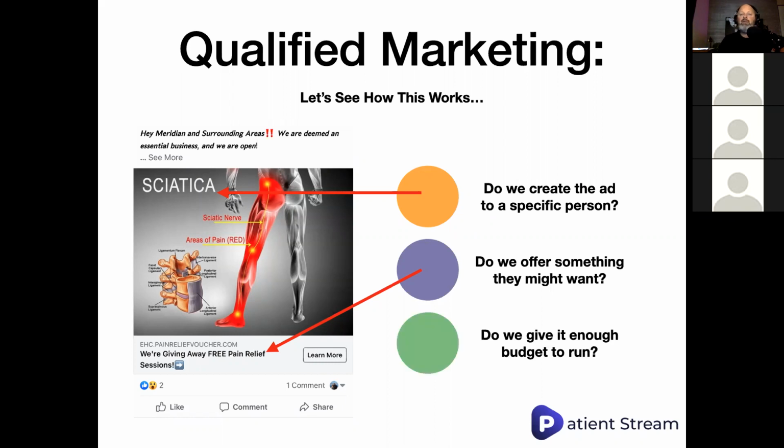And then do we give it enough budget to run? Right. So we want to make sure that we're spending at least $40 a day. All right. If we do these things, we're going to get qualified leads. We're going to get qualified people. Okay. That's where we want to start.